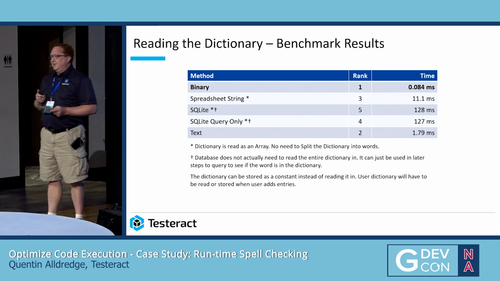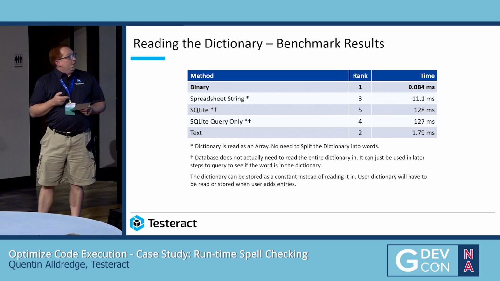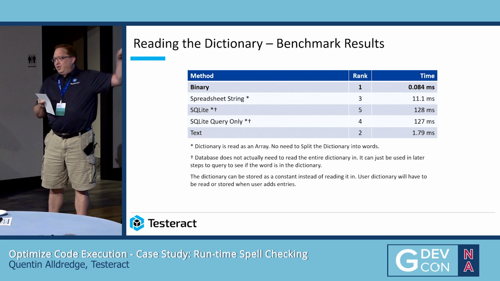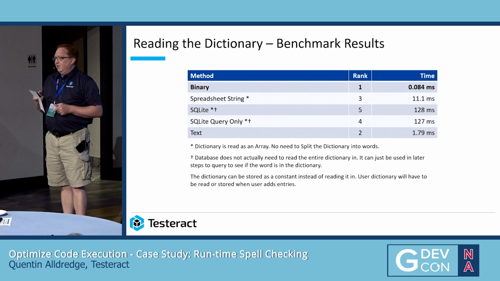Binary's the fastest. So depending on which one you ranked number 1, that's the score that you give yourself for that question. Okay?